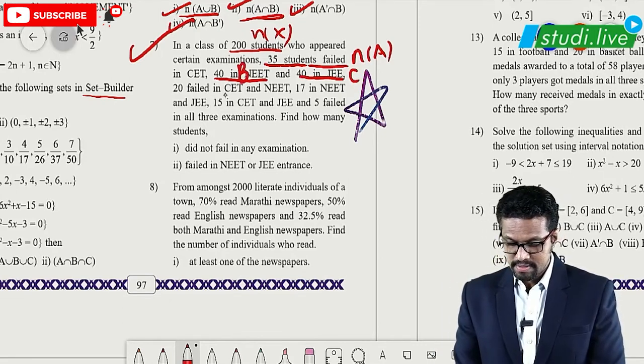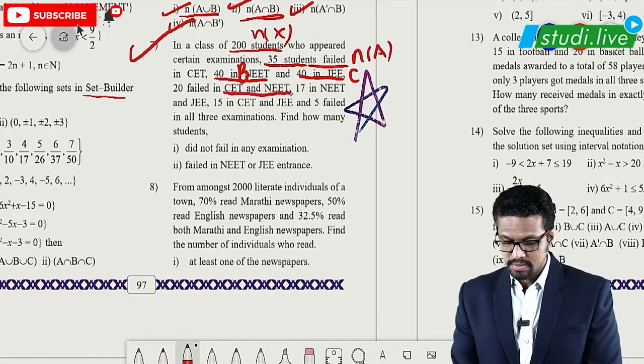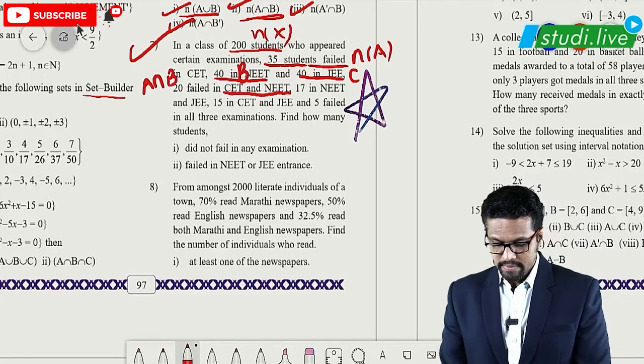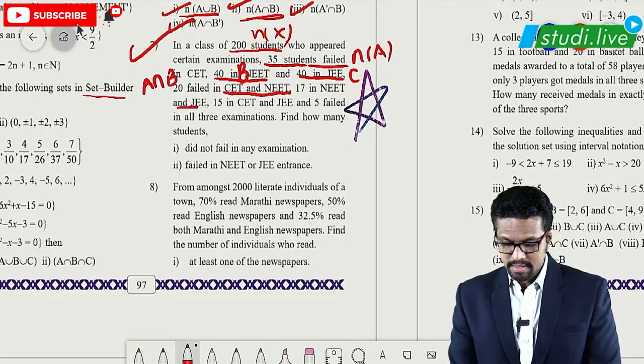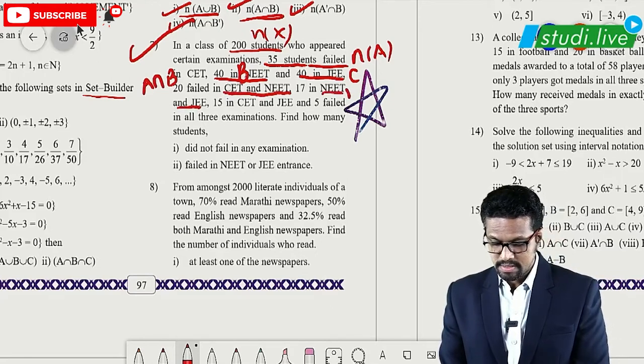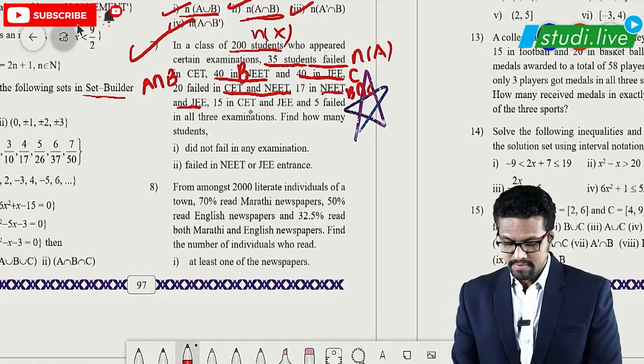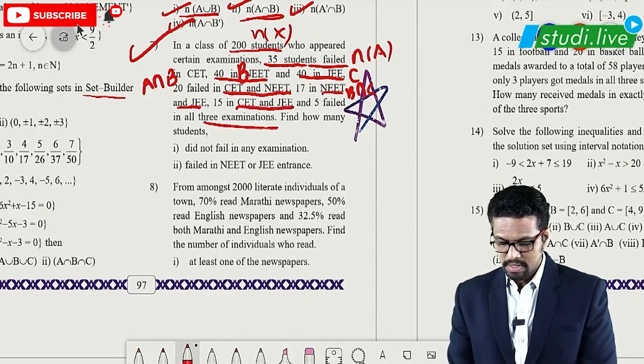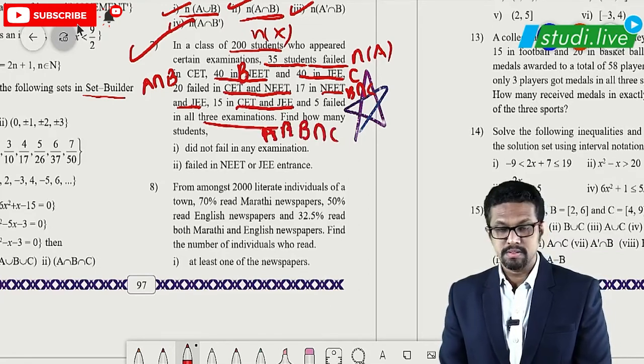20 have failed in CET and NEET. So this is A intersection B, N of A intersection B. 17 in NEET and JEE, that is B intersection C. And lastly, we have CET and JEE, that is A intersection C. And 5 students have failed in all the 3 examinations. So that is A intersection B intersection C.